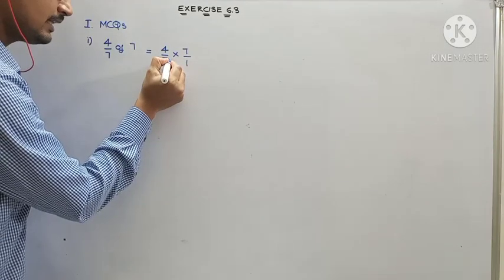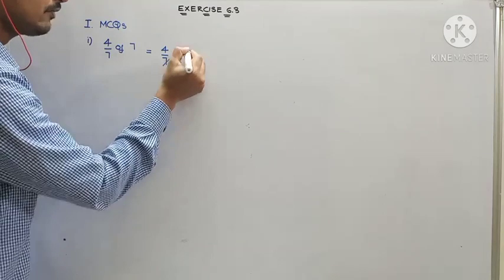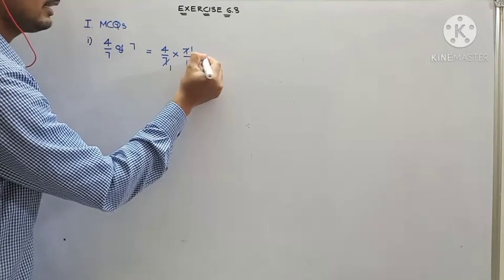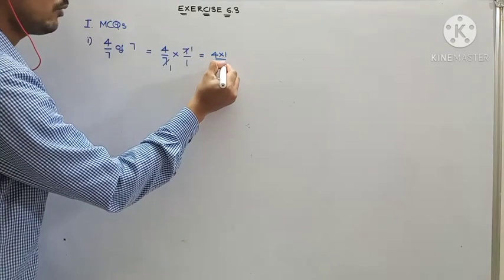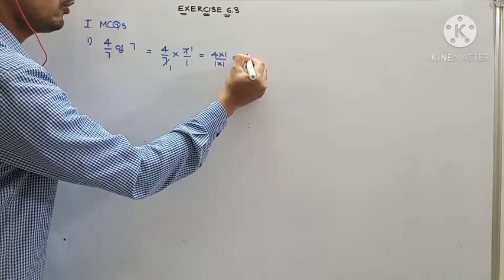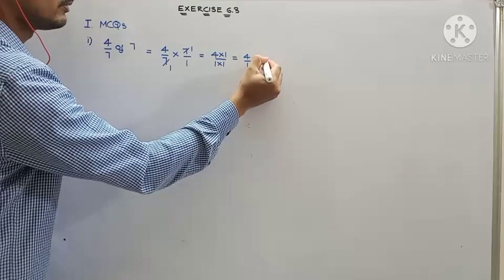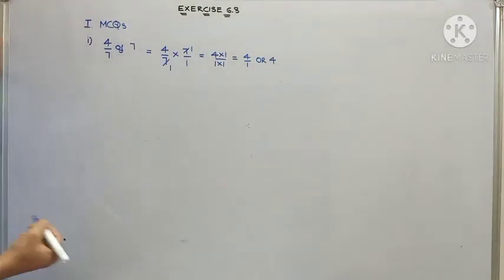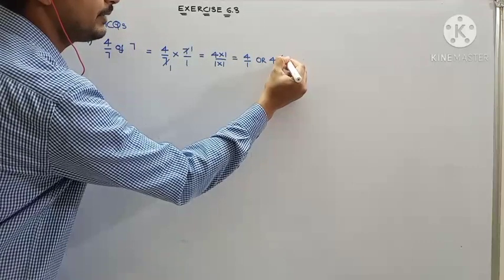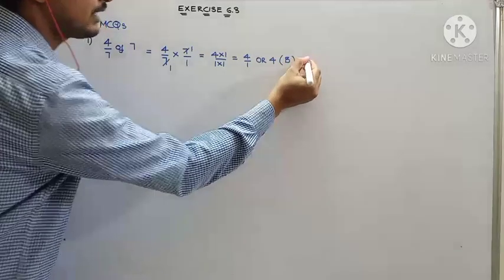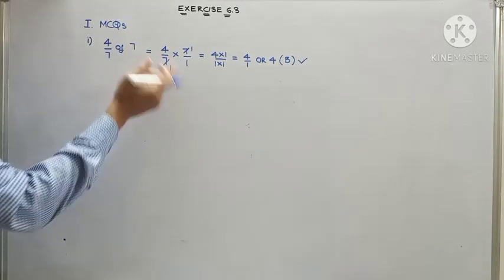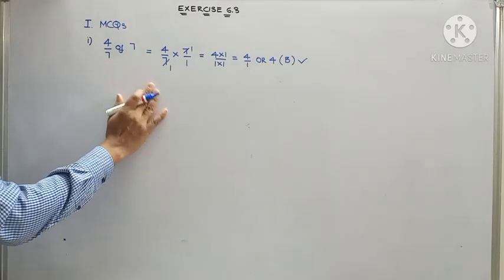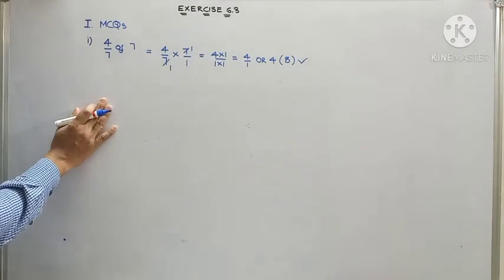By taking cross cancellation, 7 times 1 and 7 times 1, the leftover value is 4 times 1 by 1 into 1, which is equal to 4 by 1 or 4. So you can find 4 at option B. Tick mark option B in your textbook, children. Very easy. Of means you will put the multiplication symbol and the rest of the process is very similar to 6.2.